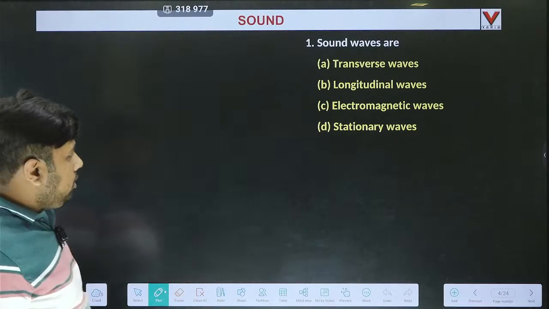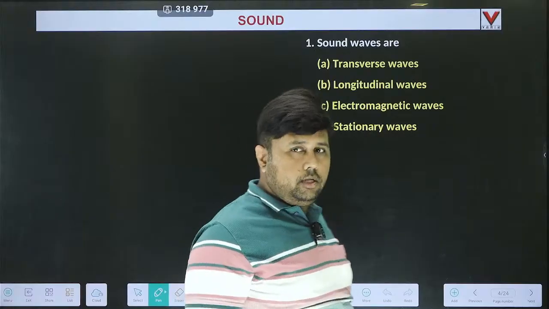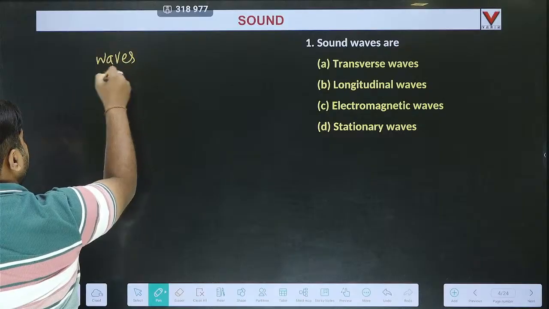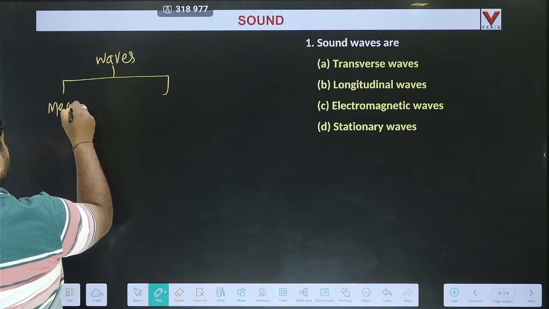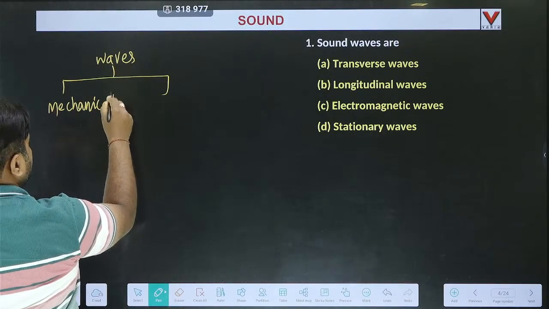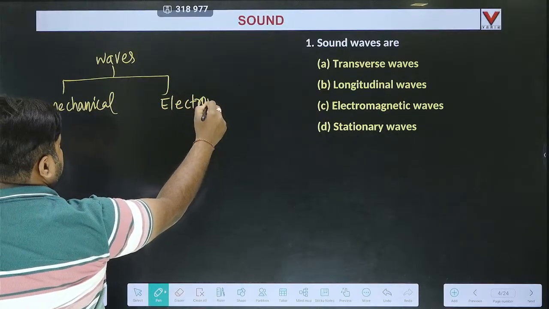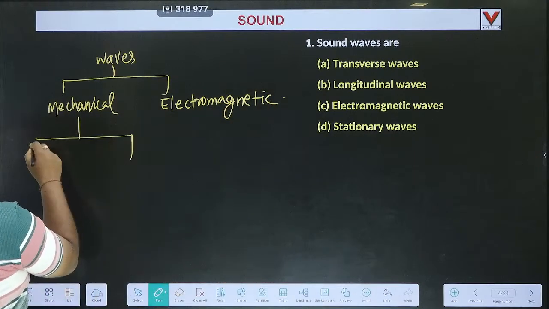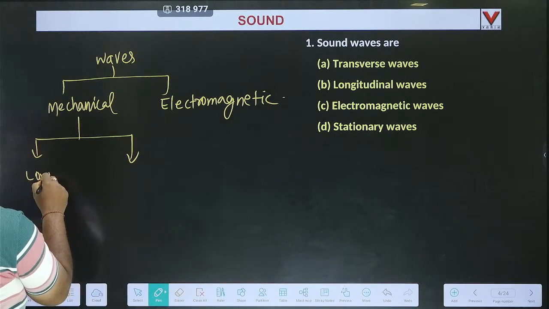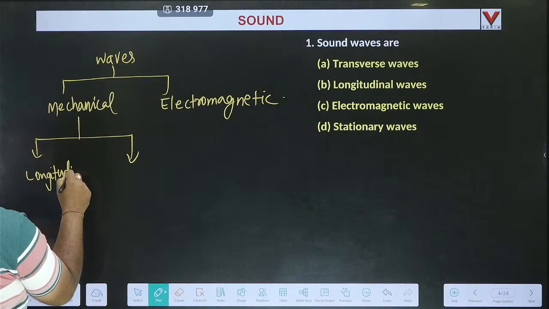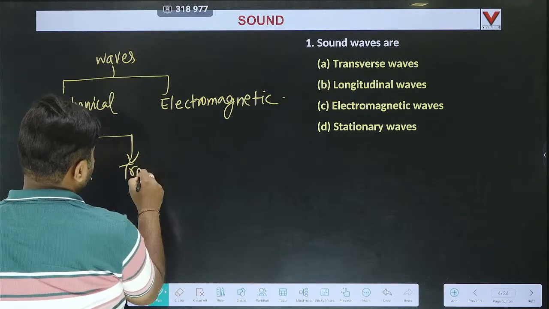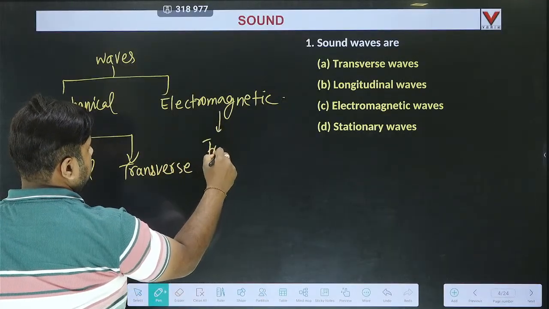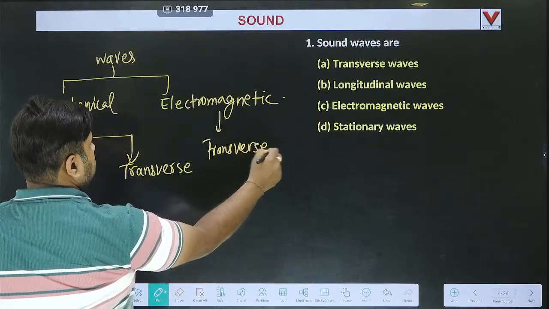Are they transverse, longitudinal, electromagnetic, or stationary? Let us discuss. Waves are of two types, mechanical and electromagnetic. Mechanical waves are further classified into two types, longitudinal and transverse, and electromagnetic waves are transverse in nature.